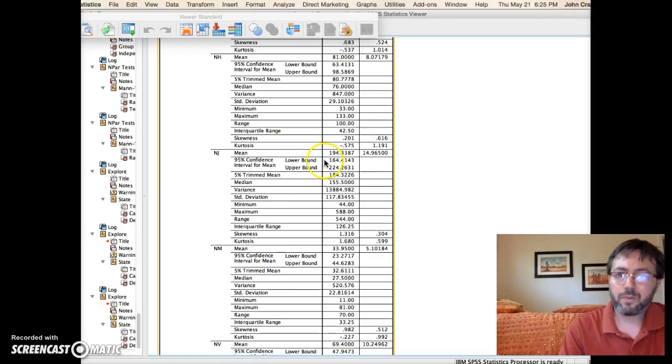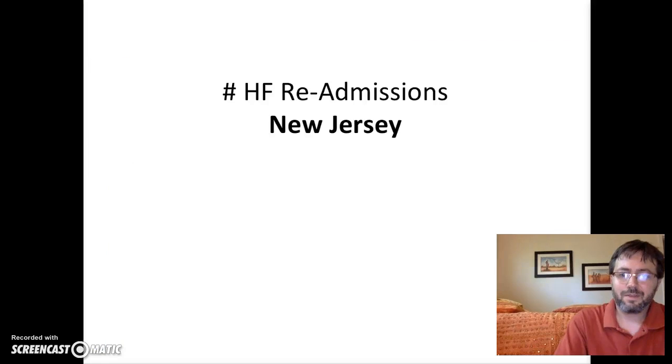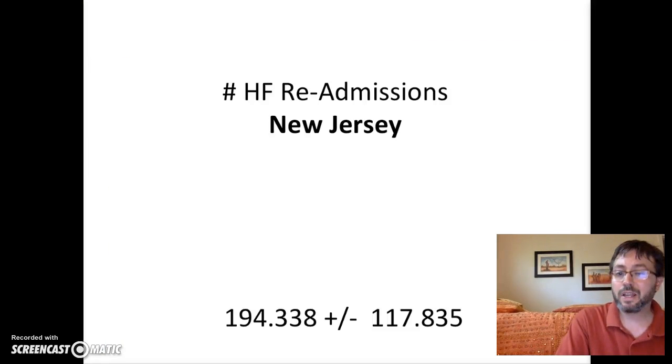And here we have the mean number of readmissions for New Jersey is 194.3. The standard deviation is 117.8. So let's take those data back to our PowerPoint discussion. So in New Jersey, we have 194 heart failure readmissions per facility, plus or minus 117.8. So 194 is the mean, 117 is the standard deviation.